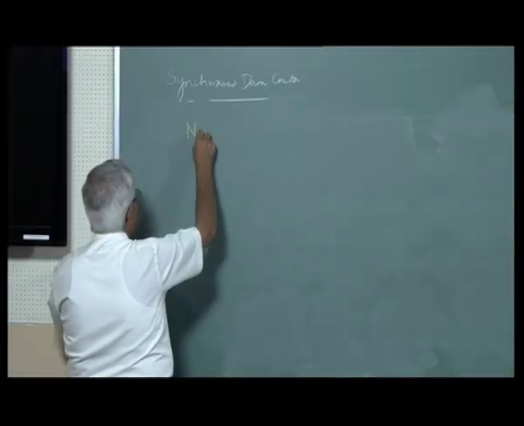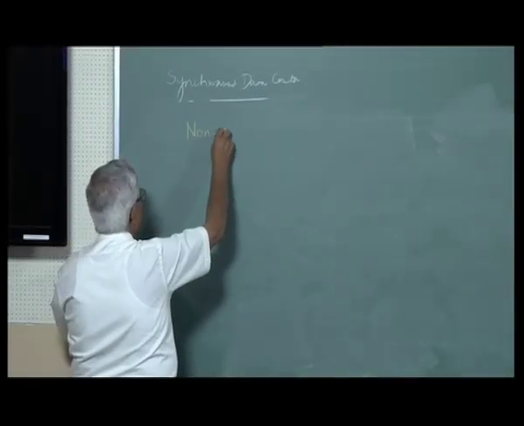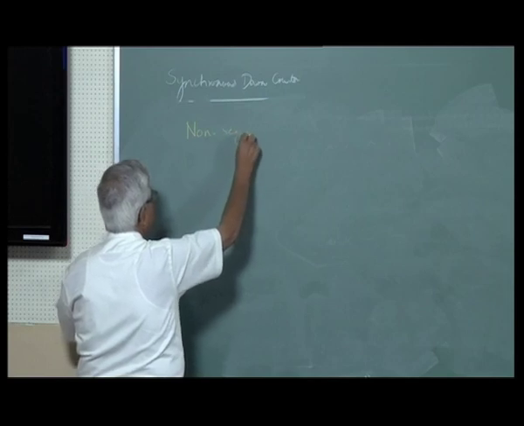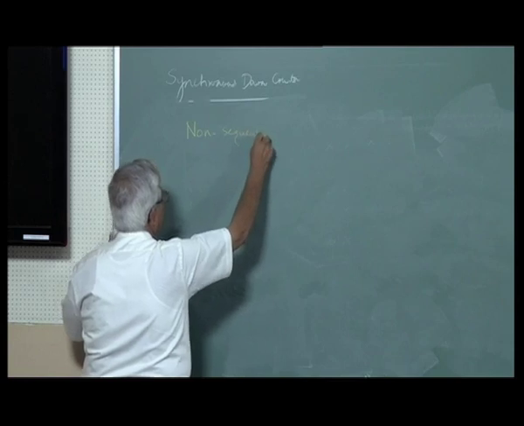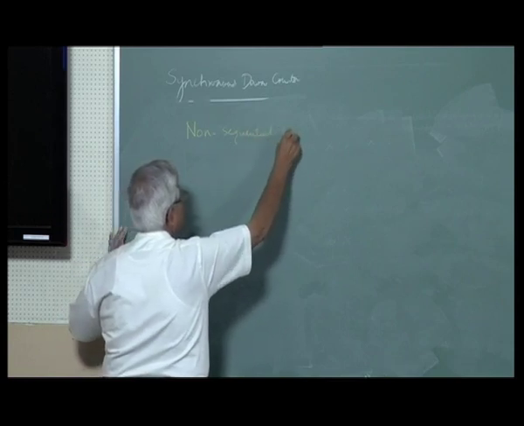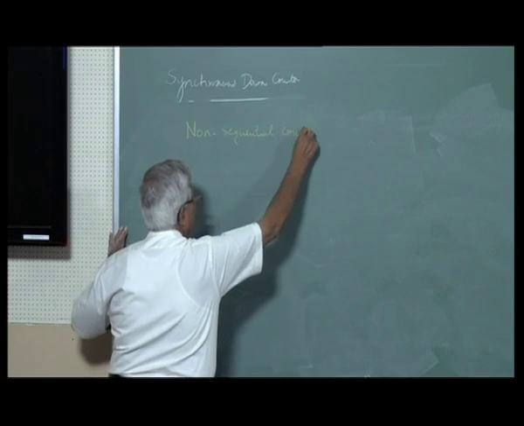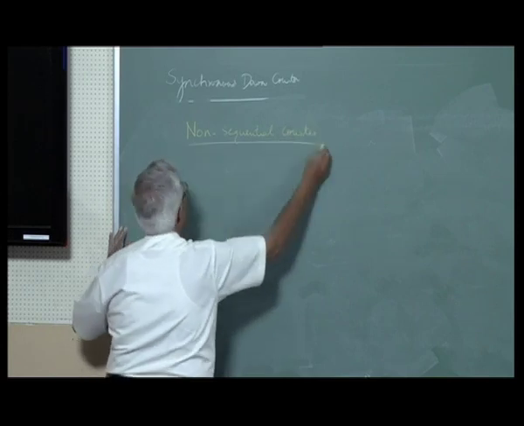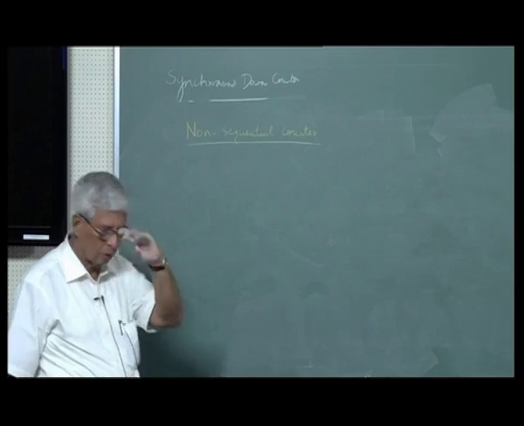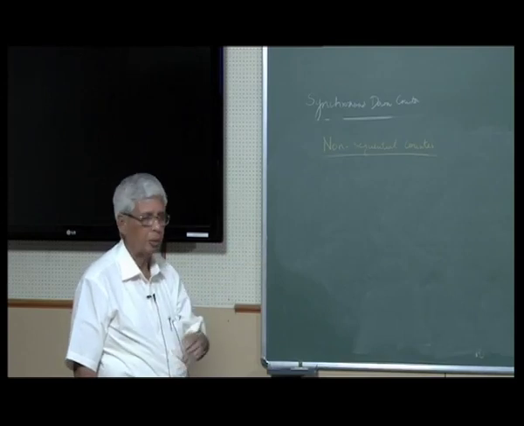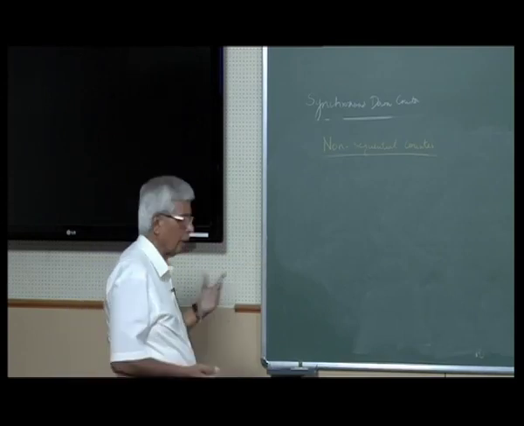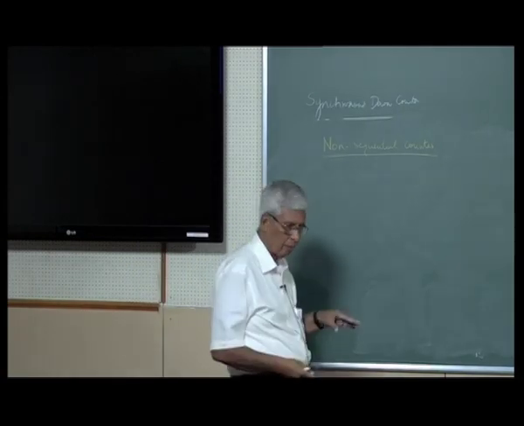We need this in some places. Suppose you want memory access, non-sequential counters. Suppose you go in memory access from one place to the next place, jump back, jump forward. So the memory address has to be non-sequential. That is one example. There are several examples.